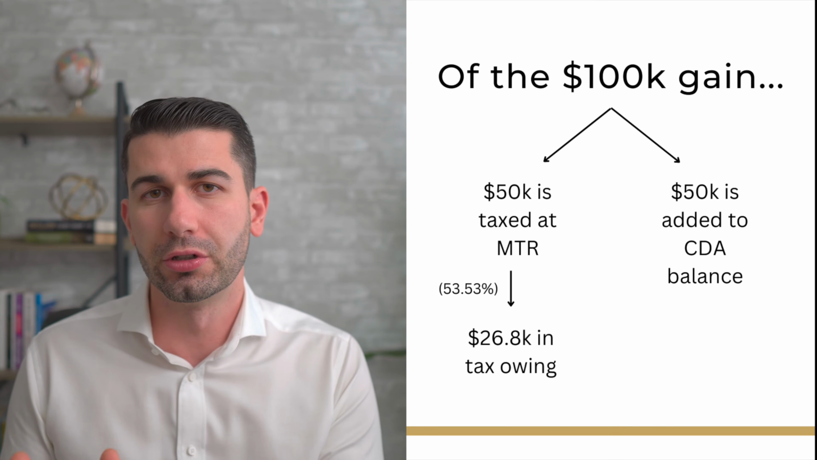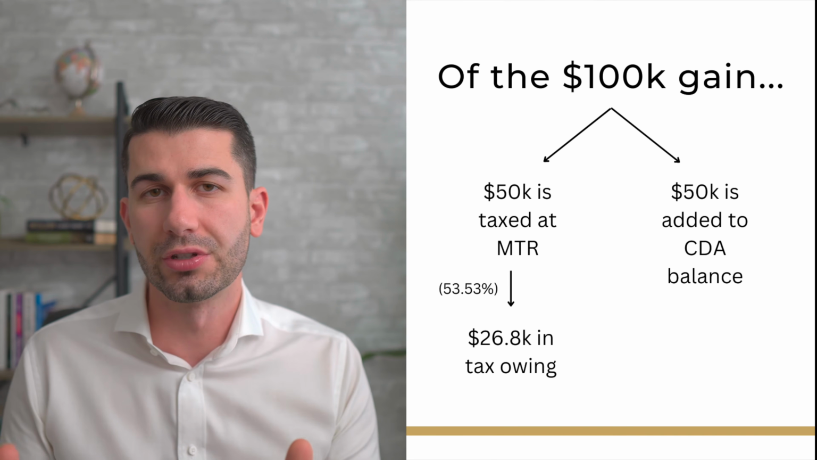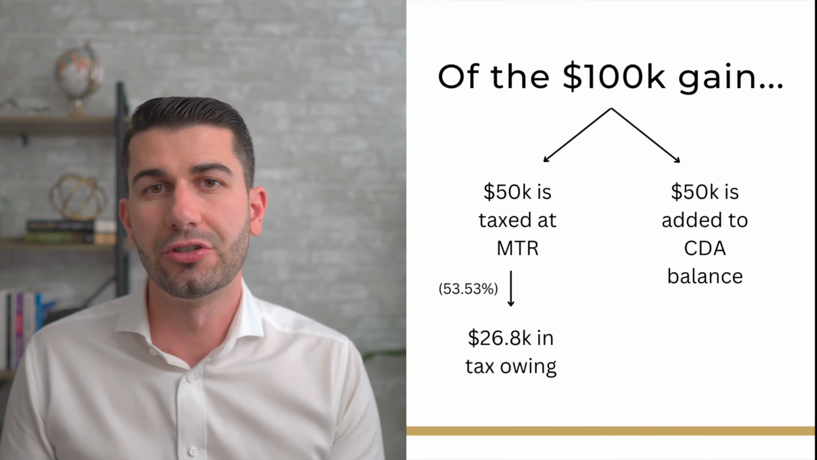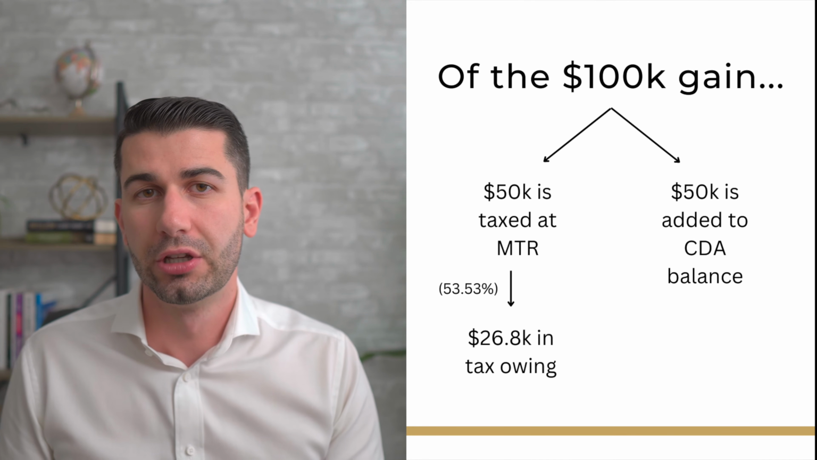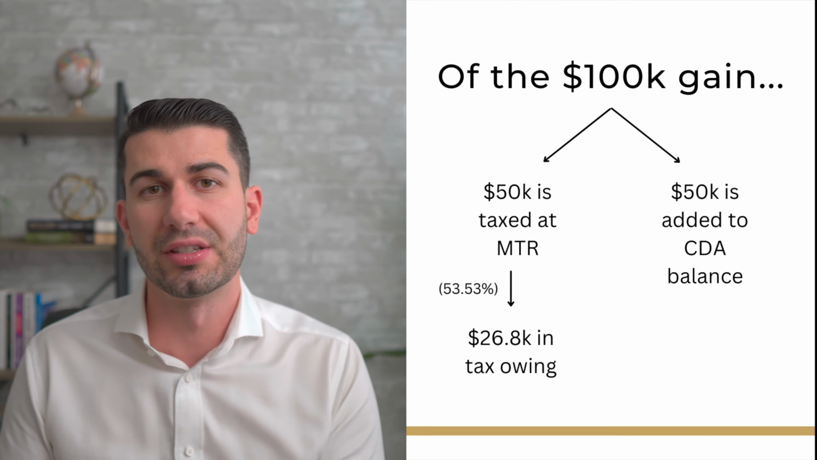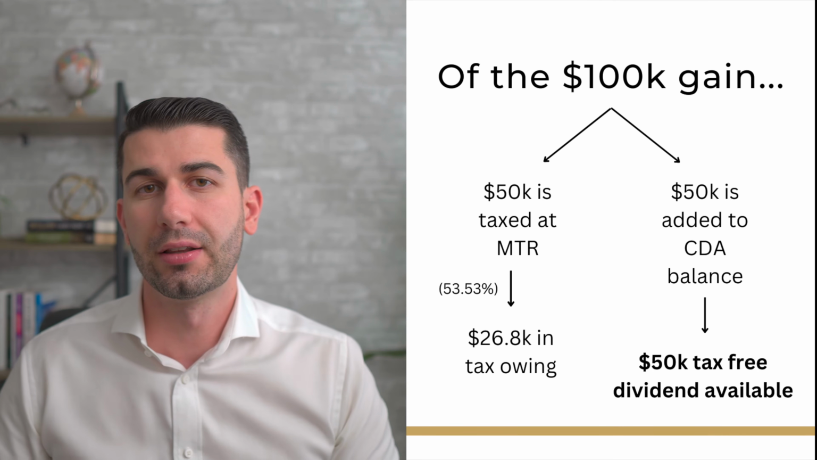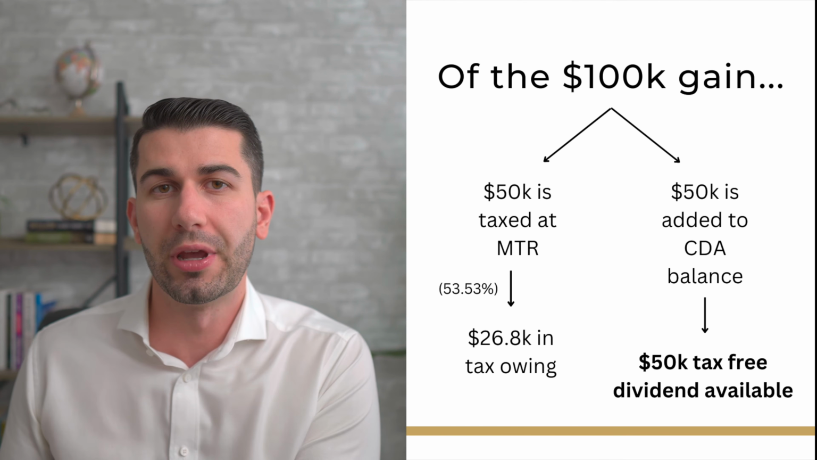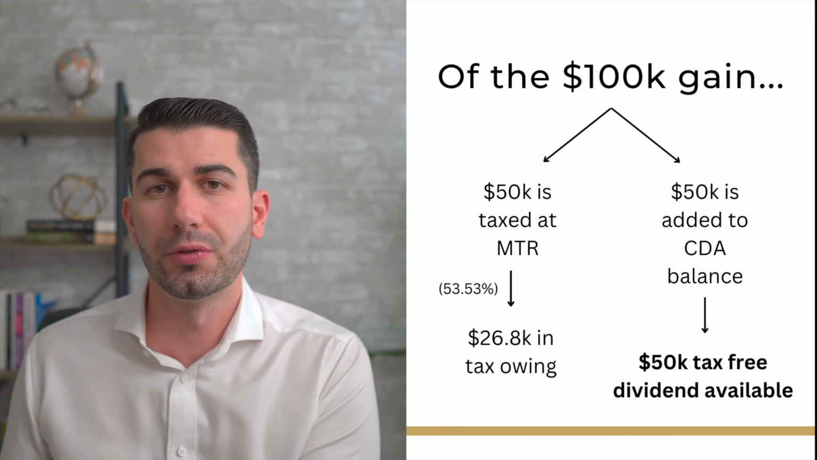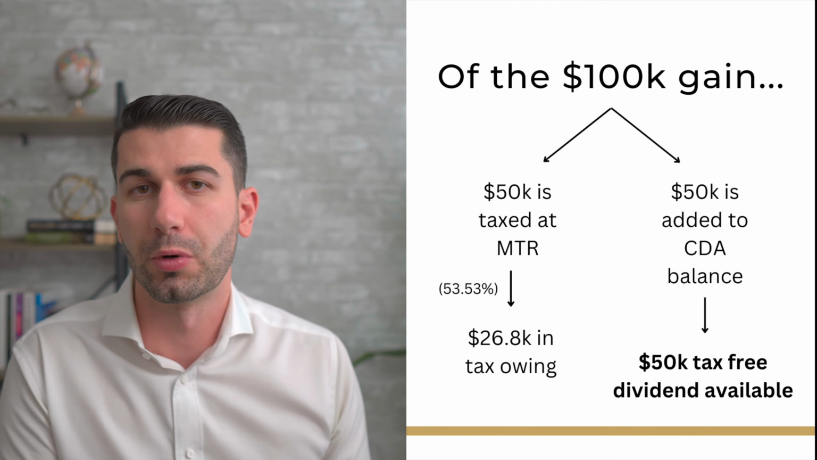But the other portion of that $100,000 capital gain, half of it, gets added to your capital dividend account balance. So you now have $50,000 that gets added to your CDA balance inside your corporation. Now, at the end of that year, you are able to pay yourself a $50,000 tax-free dividend from your corporation to yourself personally. And that's as simple as it is. The non-taxable portion of capital gains gets added to your CDA balance, and from that CDA balance, you can now pay yourself a tax-free dividend.